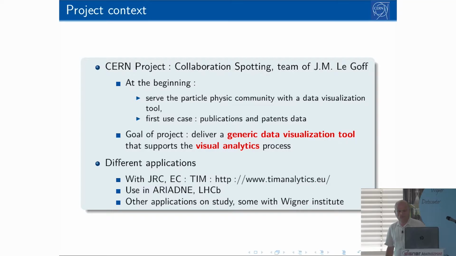So, the collaboration spotting project started maybe 4 years ago, I think. The current framework has been developed by Adam Agox and other people, Jean-Marie Medegoff, and some other people that were in the project before. We have different applications that are already functioning. One was with JSC, that was the beginning of the project, and it's currently running at teamanalytics.io. It's a transform project, but now we are also doing other applications, some with the Wigner Institute.